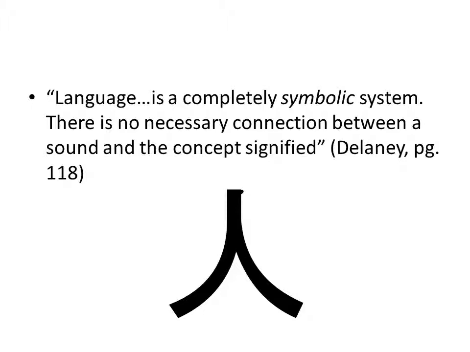Delaney said on page 118 that language is a completely symbolic system, that there's no necessary connection between a sound and the concept signified. This character right here in this slide means person. In Chinese, you pronounce it as ren, but in Japanese, you pronounce it as hito. Although they sound completely different, they signify the same thing, but the sound isn't what's important for the connection to what it's trying to represent.